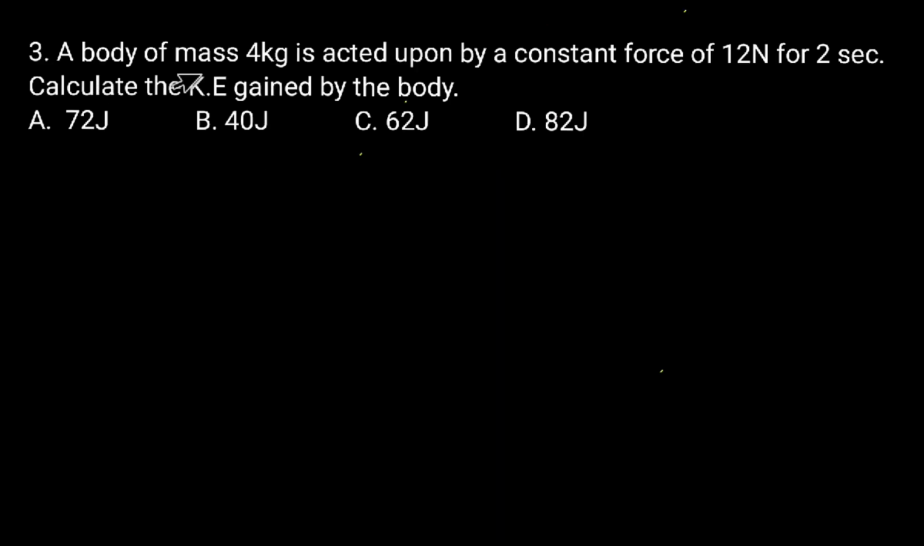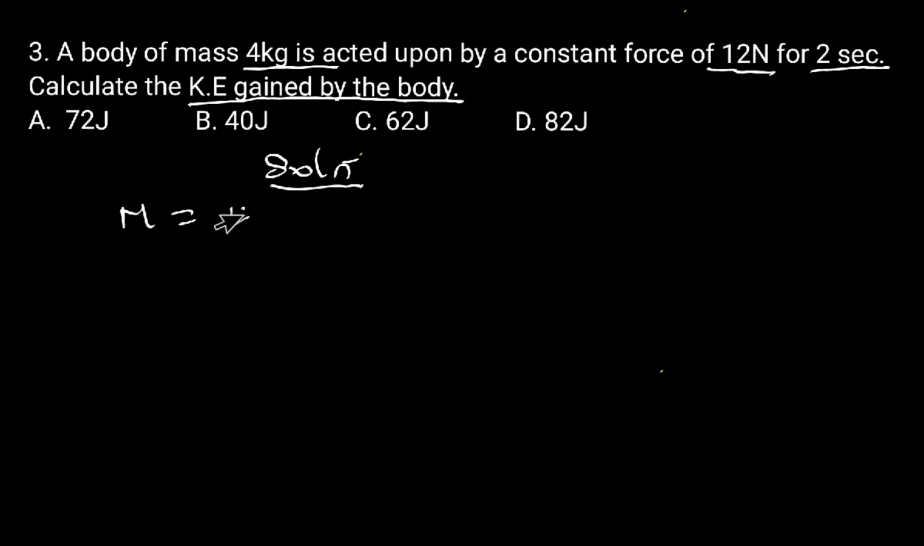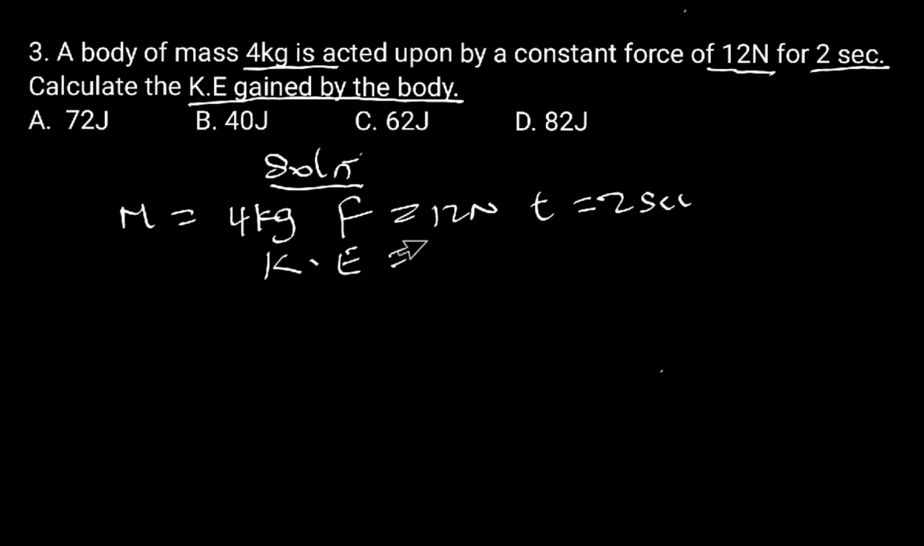Question number 3, a body of mass 4 kg is acted upon by a constant force of 12 newtons for 2 seconds. Calculate the kinetic energy gained by the body. Solution, let's write out the parameters we have. We're given mass as 4 kg, the force acting on the body as 12 newtons, and the time as 2 seconds. Then we're asked to find the gain in kinetic energy of the body.